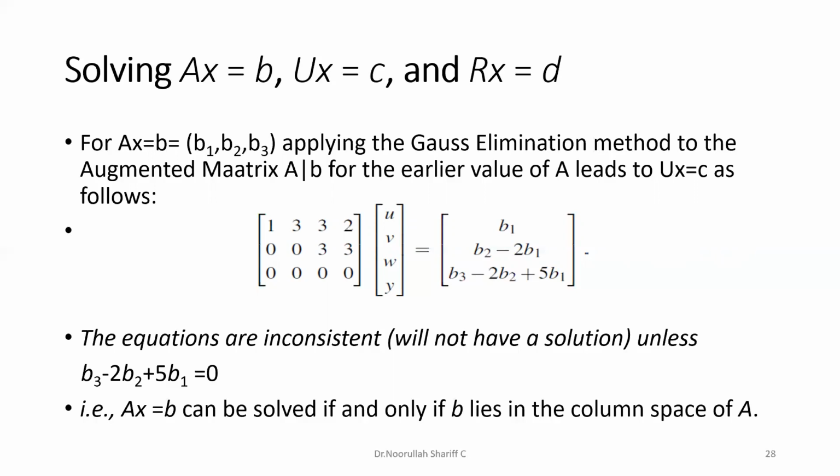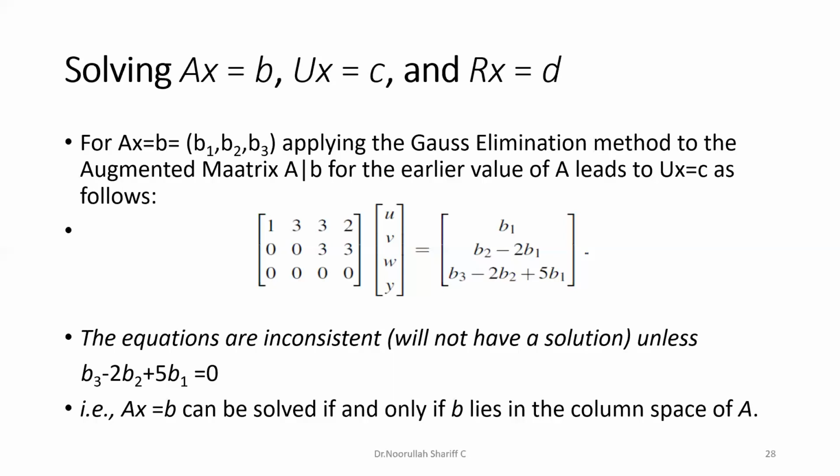Now we will have the right hand side as B1, B2 minus 2B1, B3 minus 2B2 plus 5B1. And this is what we will have for UX equal to C. U is here 1, 3, 3, 2, 0, 0, 3, 3, 0, 0, 0, 0. X is U, V, W, Y. And C is B1, B2 minus 2B1, B3 minus 2B2 plus 5B1.